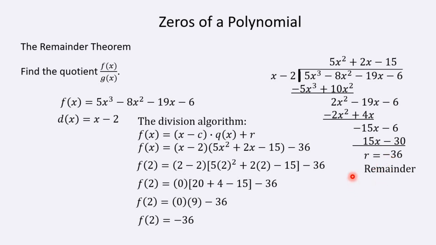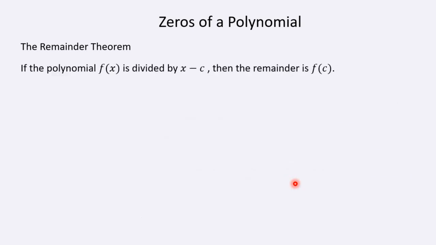So indeed, if you divide the polynomial f of x by the monic binomial x minus c, then the remainder, which in this case is negative 36, will be the same as f of c, which is f of 2. All right, let's take a look at using that in a different situation.